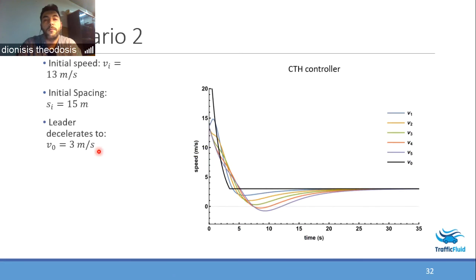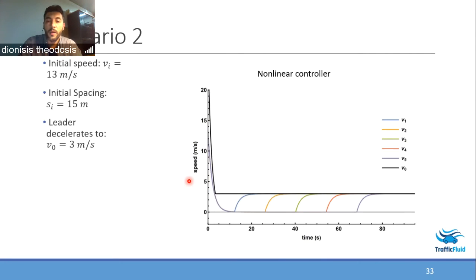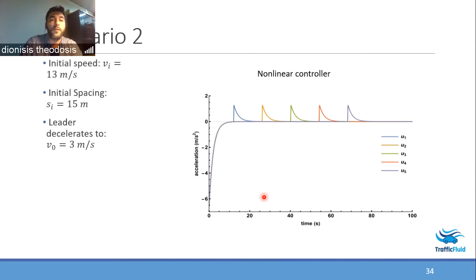In the second scenario, we had a leading vehicle that, in an emergency situation, decelerated very fast to some small speed. With a constant time headway controller, we saw that we may have some negative speeds here. However, this is not the case when we use the proposed nonlinear controller. We see that the vehicles in the platoon decelerate, their speed is very close to zero, and they start to accelerate until they reach the speed of the leader again. These are the accelerations of the vehicles.